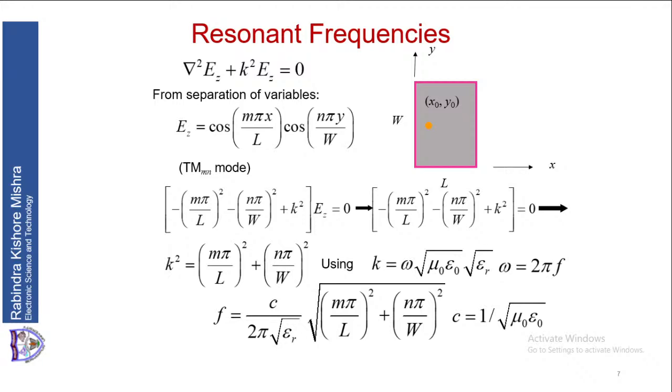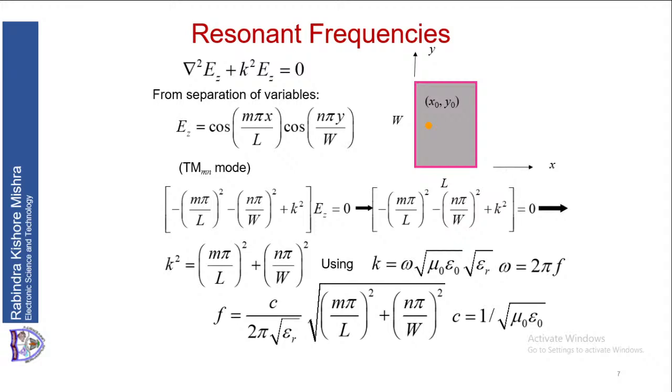So for given m and n, we can find out the expression. As I told you, the dominant mode is the 1-0 mode. So m is equal to 1, n is equal to 0. If I put m is equal to 1, n is equal to 0, then f is equal to c by 2 pi root over of epsilon r into pi by L. So pi will cancel out, so that will give us f is equal to c by 2 L root over of epsilon r. So that's the expression for the resonant frequency of the microstrip antenna in the dominant mode.